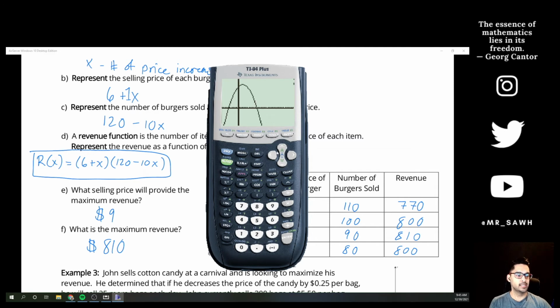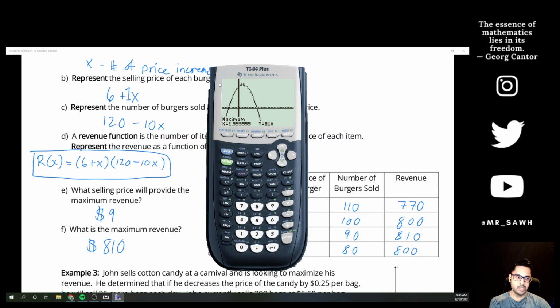So I've got a vertex, and again, that key word is there. It says maximum, so second trace maximum. We're going to go find the vertex again. Left bound, right bound, enter, just like before. So let's say left bound of the vertex, right boundary on the other side. Enter, enter. So there you go. Now I know my y is going to say 810, but x says 3 this time.